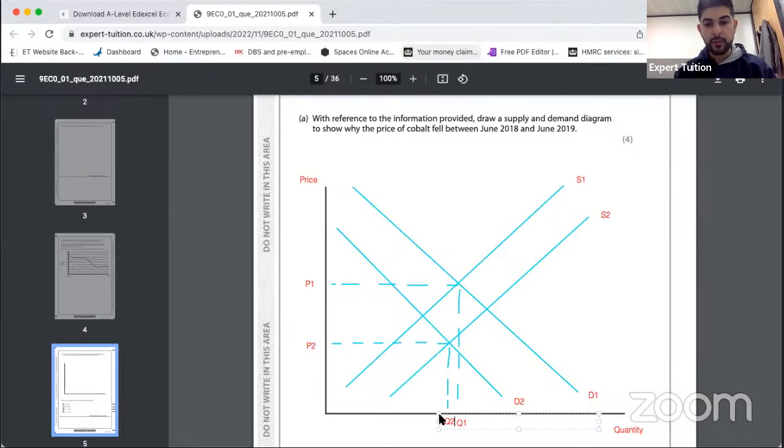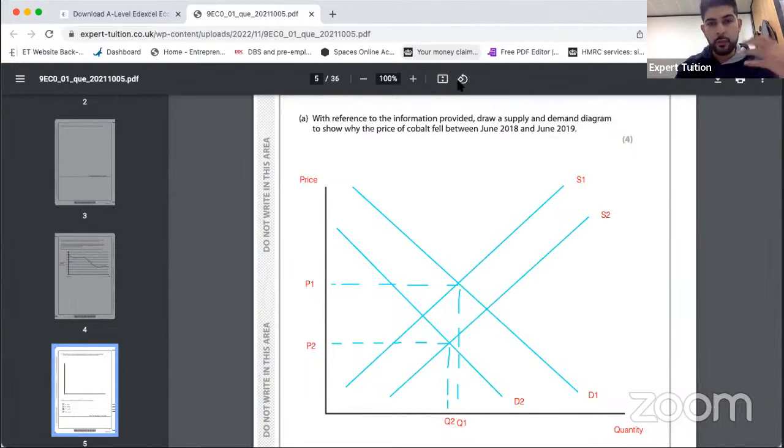Okay, be careful, by the way. Sometimes the question is just one factor shifting, so only supply or only demand. But sometimes there are two things that are shifting. In this case, two things shifted. If you only shifted supply or only shifted demand, you would not pick up the 4 marks. Cool. Hopefully that's fairly straightforward in terms of how to approach a question like that.